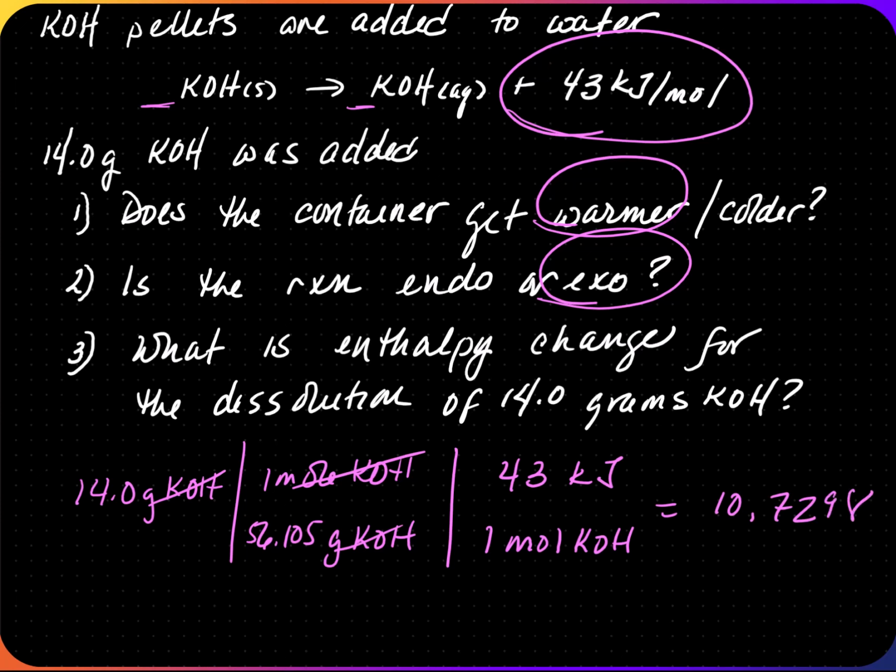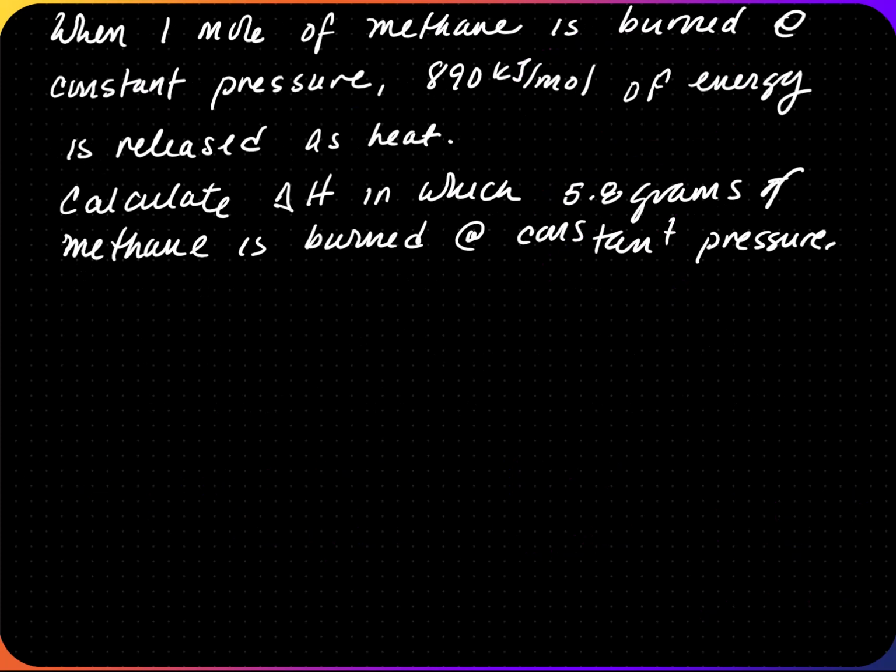10.7298. There should be 3 sig figs here: 1, 2, 3. So it's 10.7 kilojoules. Negative because it's exothermic, and all the units cancel out. Pause the video, solve this problem, and then check your answer.